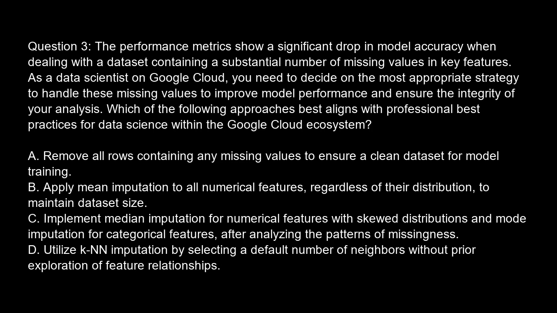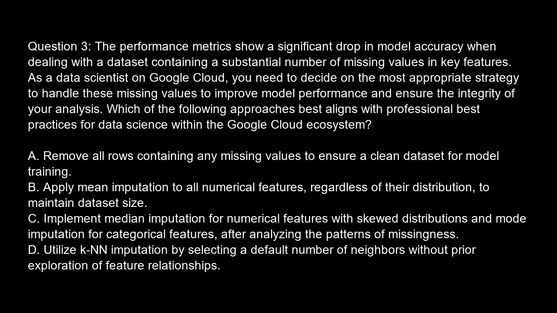Question 3. The performance metrics show a significant drop in model accuracy when dealing with a dataset containing a substantial number of missing values in key features. As a data scientist on Google Cloud, you need to decide on the most appropriate strategy to handle these missing values to improve model performance and ensure the integrity of your analysis. Which of the following approaches best aligns with professional best practices for data science within the Google Cloud ecosystem?